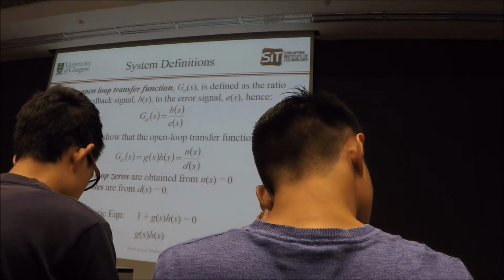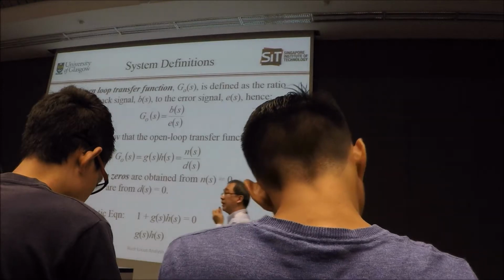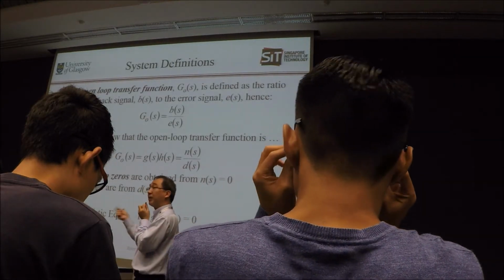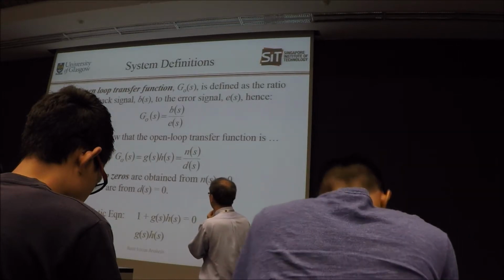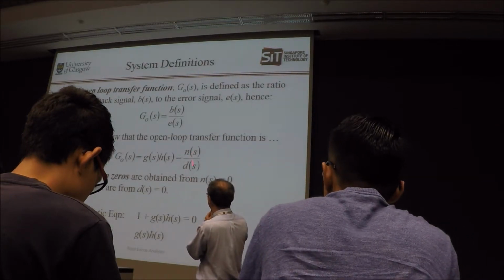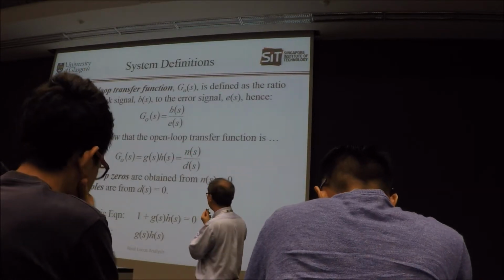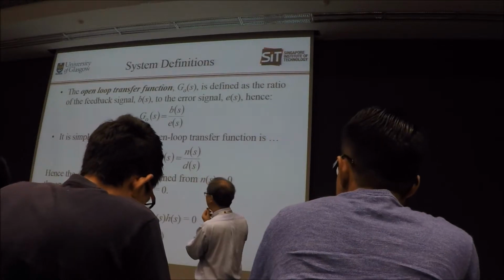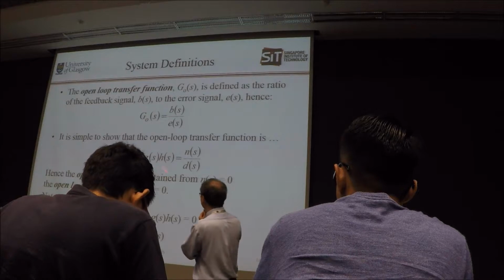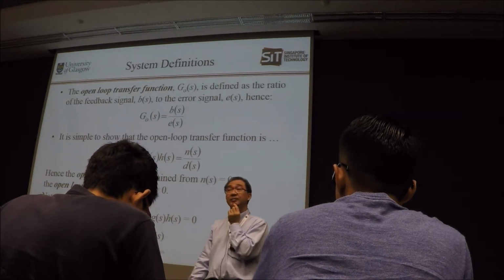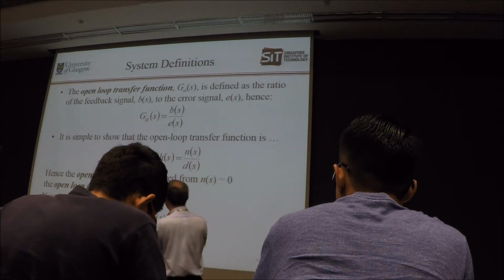Okay, so it's simple to show that the open loop transfer function is basically given like this. So what will be your open loop zeros? Coming back, you can see what I've just covered with you. Your open loop zeros can be obtained in this case by putting things into N(s) divided by D(s). So your open loop zeros are N(s) equal to 0, and the open loop poles are D(s) equal to 0. Correct? Because this is your open loop transfer function.